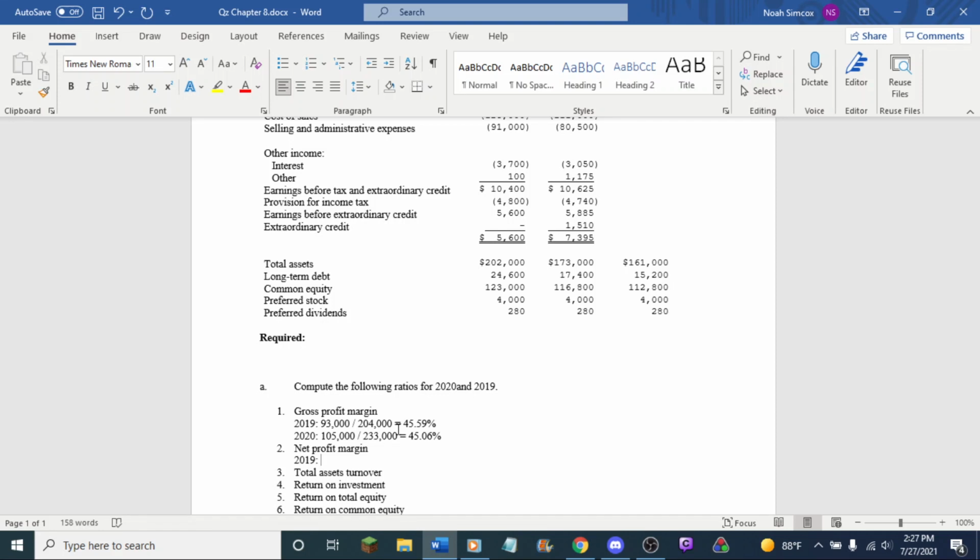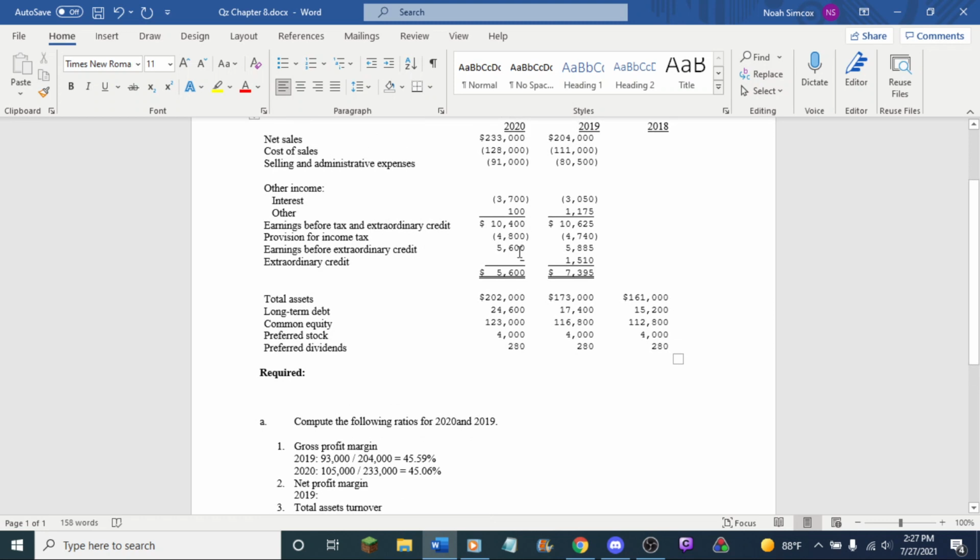Guess what, buddy? I bet the professor allows you to include the extraordinary credit. Oh wait, I'm stupid. It tells you the earnings before extraordinary credit. Okay, so we have earnings before tax and extraordinary credit, provision for income tax, earnings before extraordinary credit. That's the one he wants you to use.